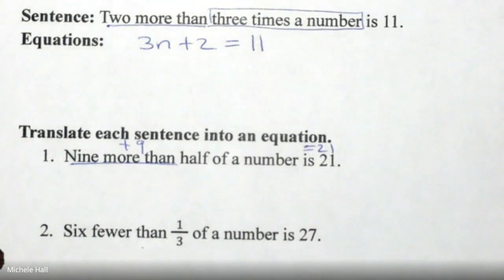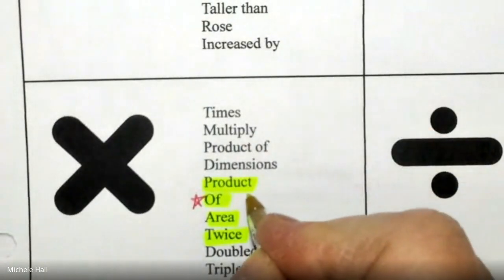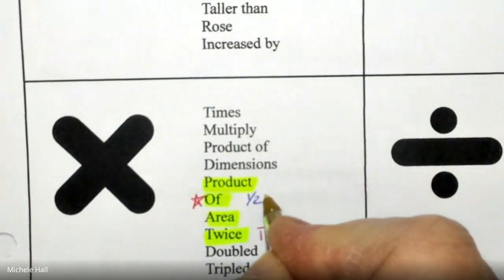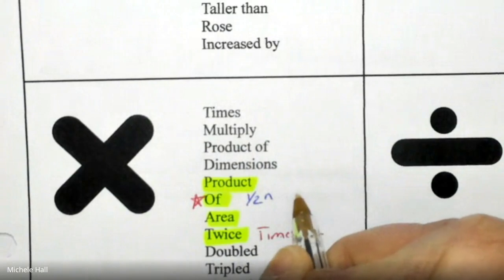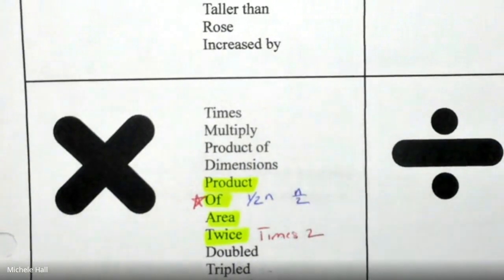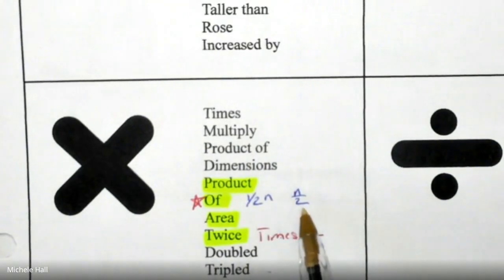Of a number. What's of mean? Look back at your paper and find of. What does it mean for of? Of is only used once, and that's with fractions. So that could be like half of a number. Or I could show it this way. Half of a number. There it is being cut in half, or there it is being multiplied by half. Those are the same.